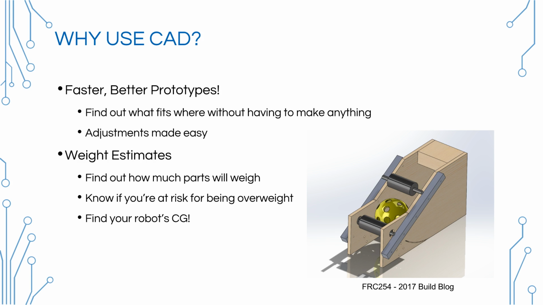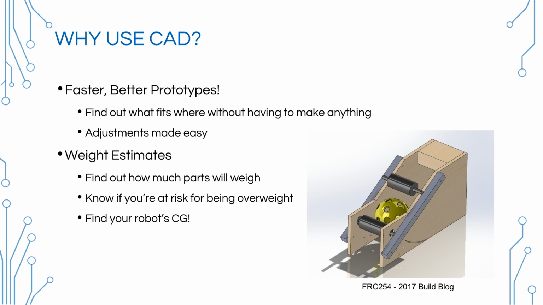So one of the other really cool things that CAD can do for you is weight estimates. It knows the densities of materials and it knows the volume of the materials because you've designed your part in digital 3D. So you can find out how much your parts are going to weigh, and that in turn lets you know if you're at risk for being overweight, or maybe if your robot's going to be tippier than you want or think it will be, by finding out where the center of gravity is.